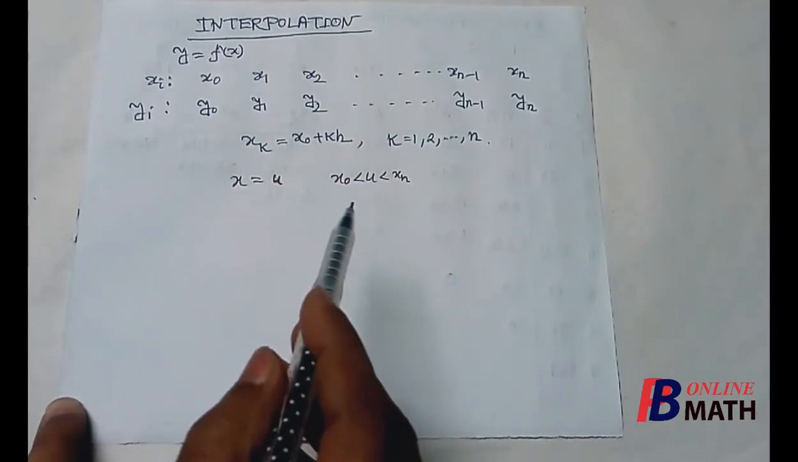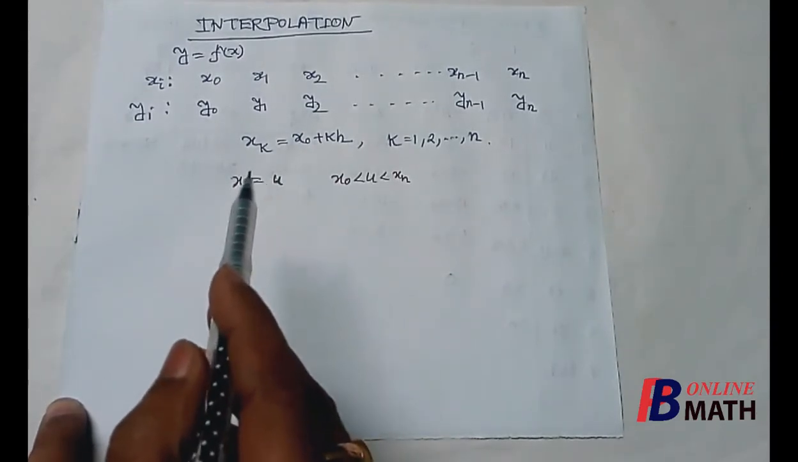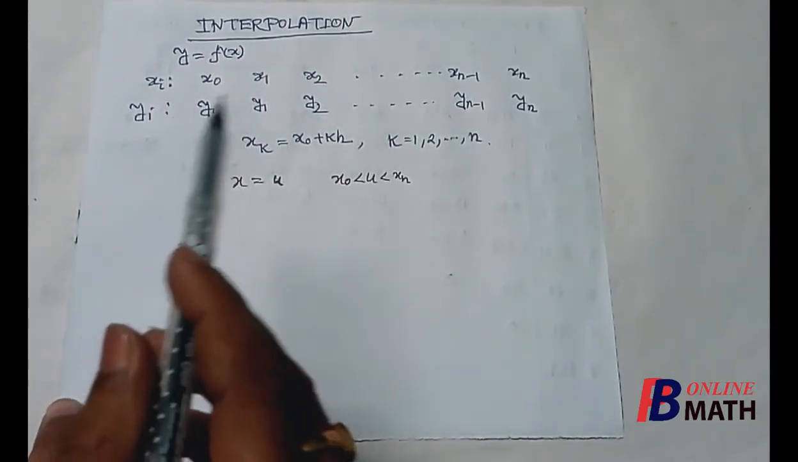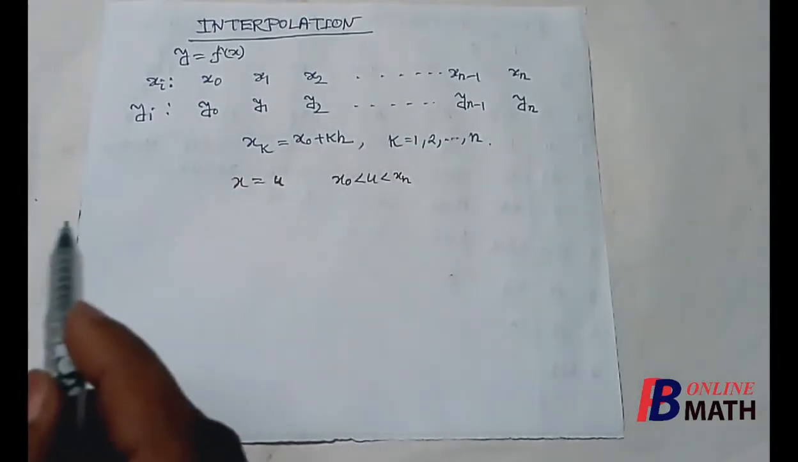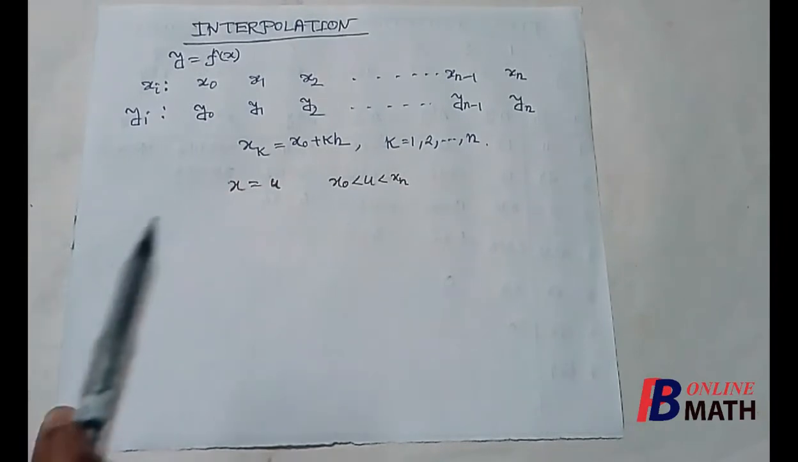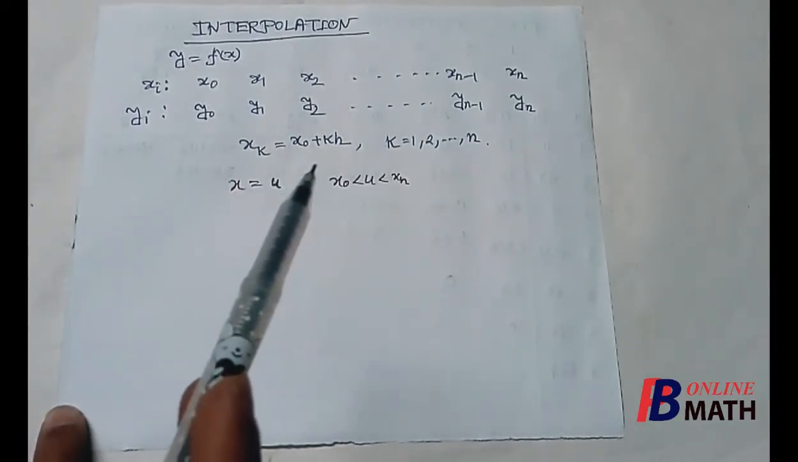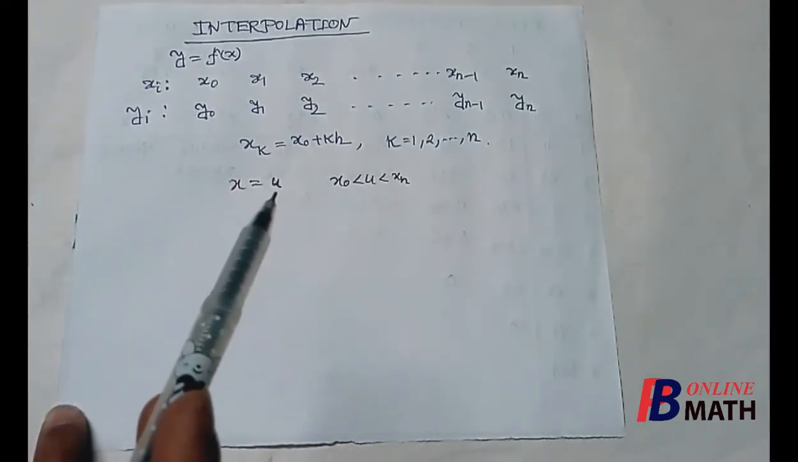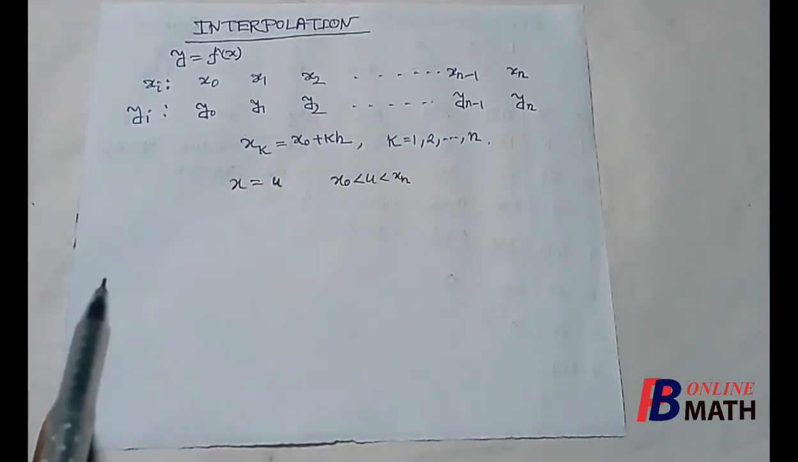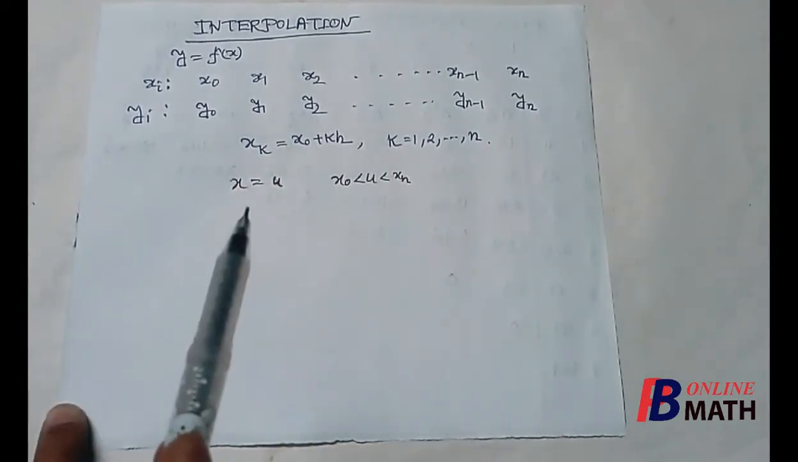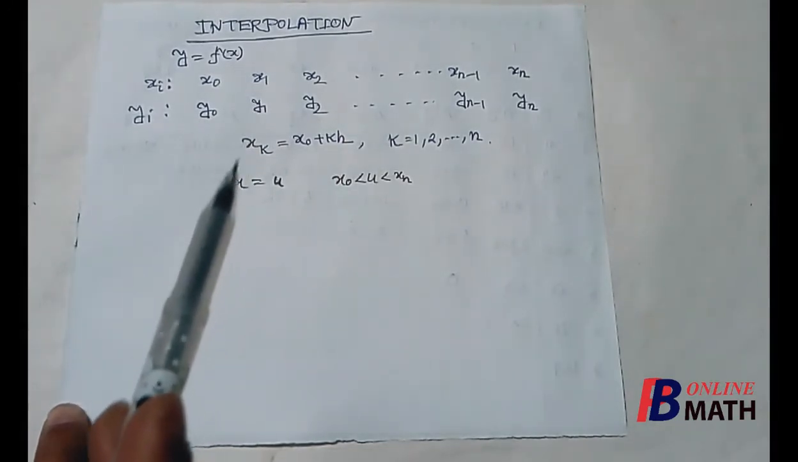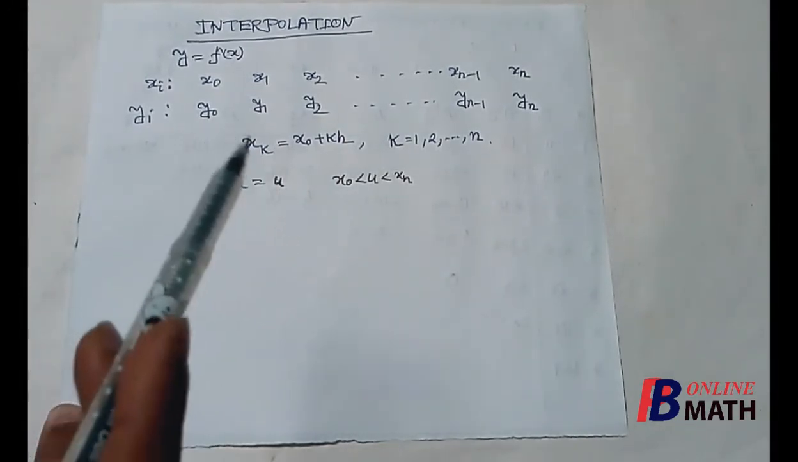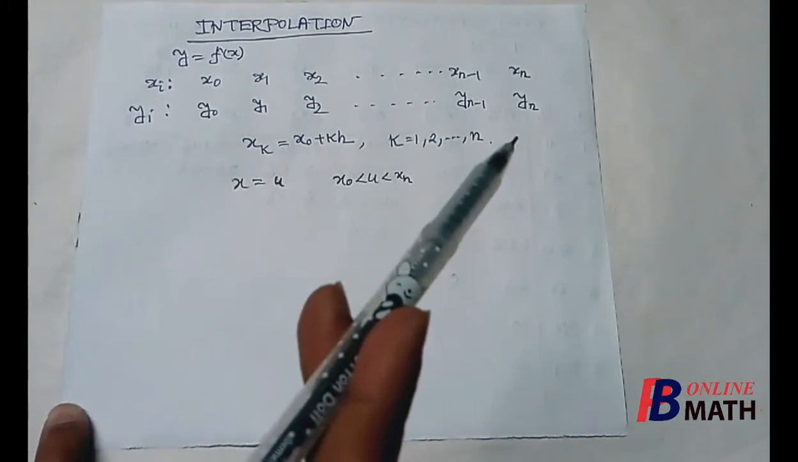the method is called the interpolation. And if this value u lies outside this interval x0 and xn, then the method is called extrapolation. Right now we are not concerned about extrapolation. We shall discuss interpolation only. So remember that in interpolation we need to find the value of this function at any point between x0 and xn.